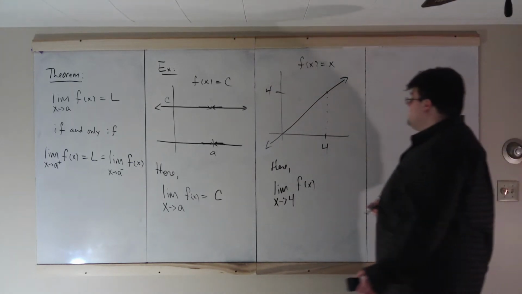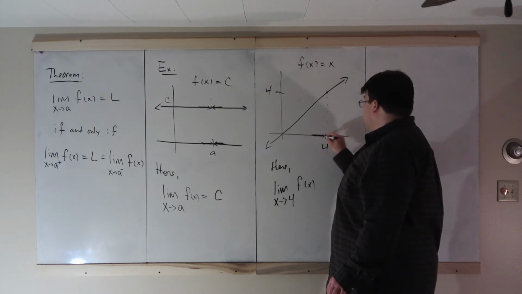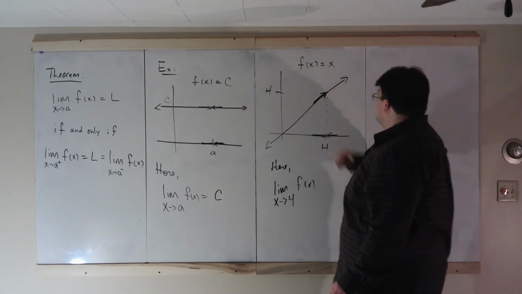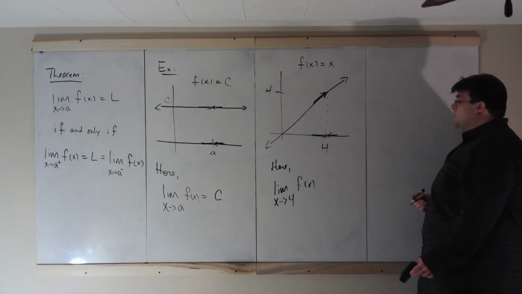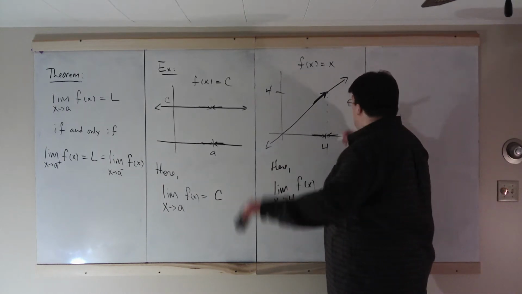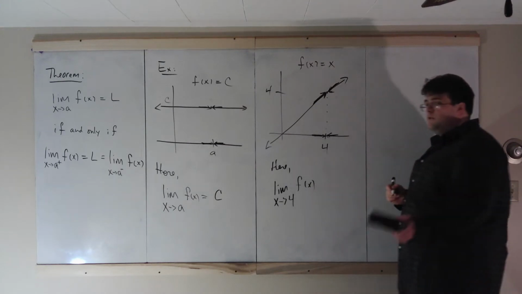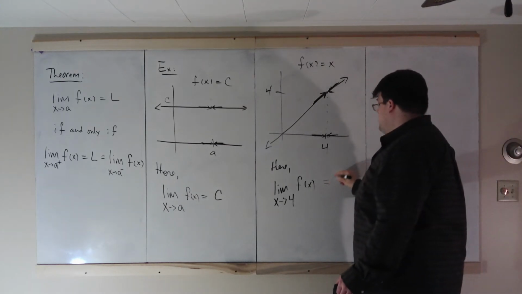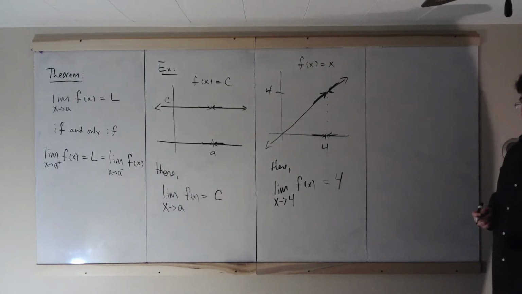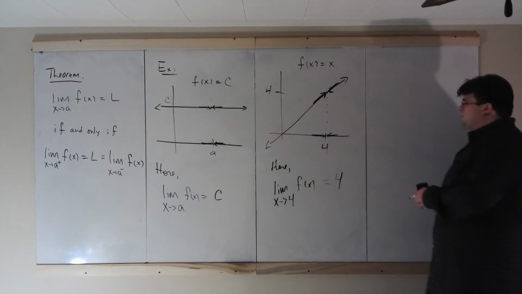Well, again, let's look at what happens on the left of 4 and on the right of 4. On the left of 4, the function approaches that ordered pair at 4, 4. So the y value approaches 4 from the left. From the right, the y value also approaches 4. So here, the limit as x approaches 4 of f of x equals 4.